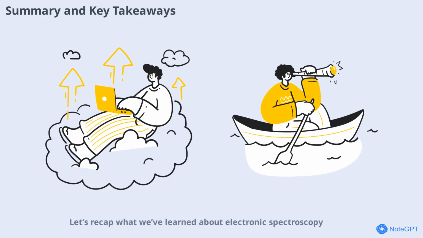Let's recap what we've learned about electronic spectroscopy. We explored its principles, techniques, and wide-ranging applications in science and industry. From probing atomic structure to driving innovation in technology, electronic spectroscopy remains a cornerstone of modern research. Its ongoing evolution promises even greater discoveries in the future.